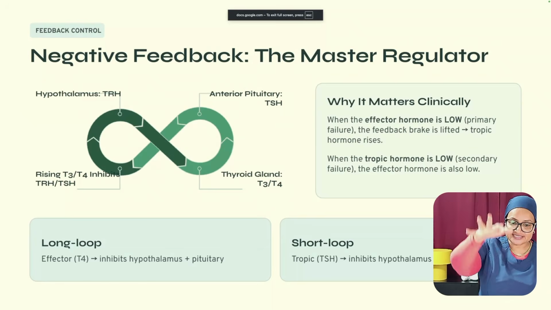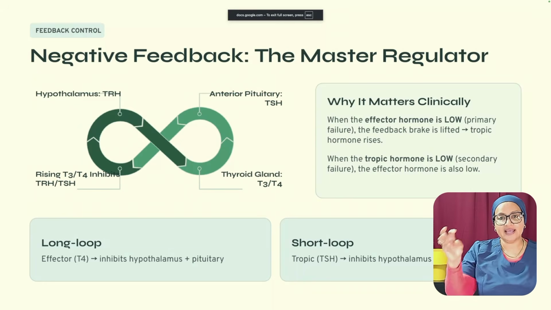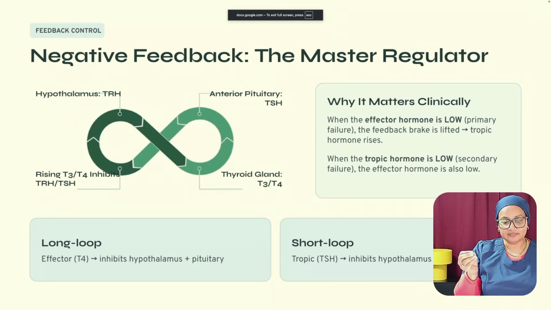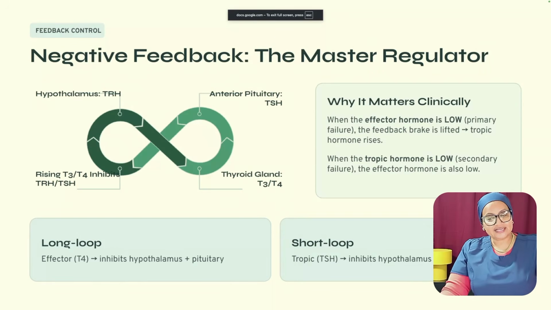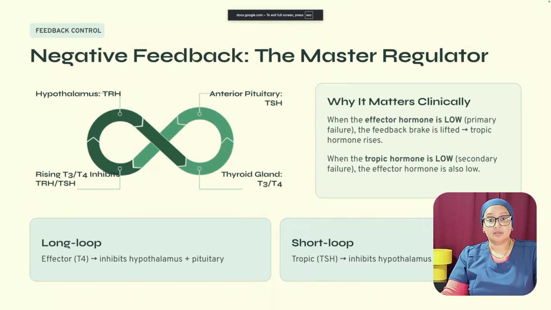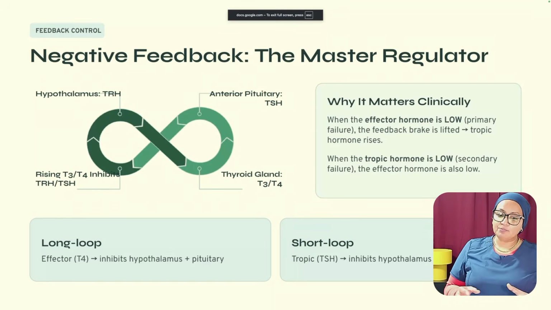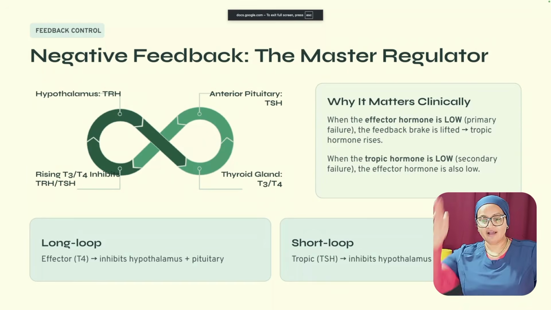And once this is suppressed, the output from the thyroid gland will also drop. This is called negative feedback. It's self-correcting by design. Okay? Now, understand, long loop means to the hypothalamus, short loop means to the pituitary. They happen together simultaneously. Okay, I gave the examples through the thyroid gland because it's kind of the easiest of them. But we have multiple axes that work the same way.